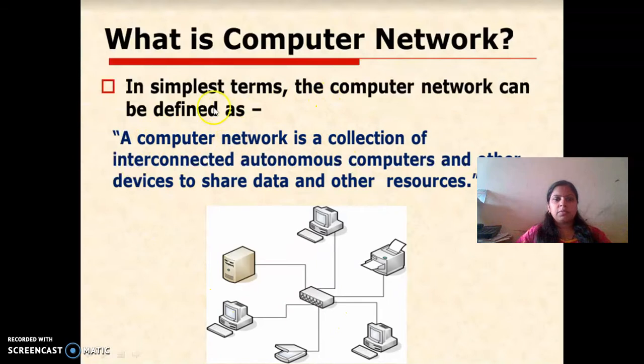So what is basically a computer network? It can be defined as a collection of interconnected autonomous computers in order to share the data and other resources. You can see here many desktops are connected, as well as scanners and printers, to a single hub here, and then you can share the resources among each other.